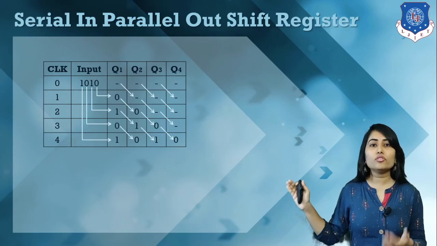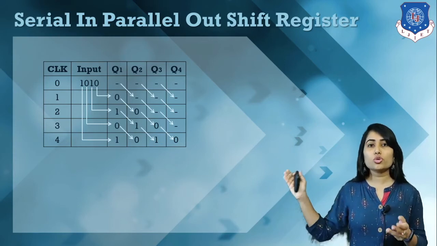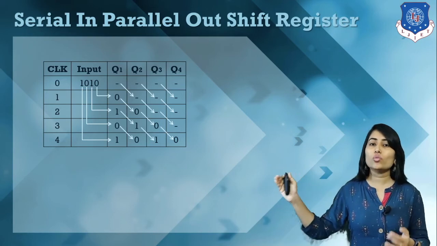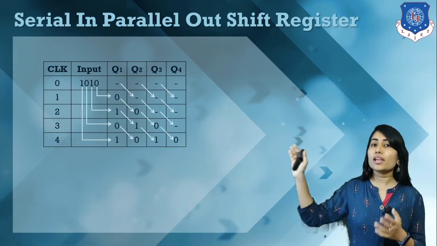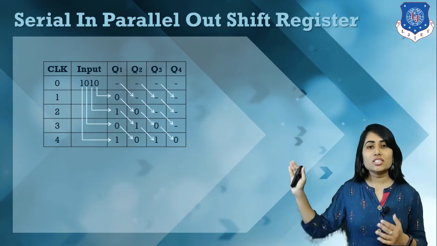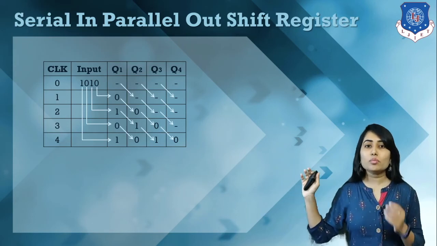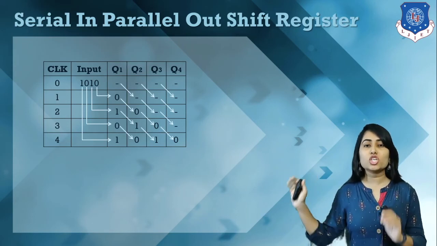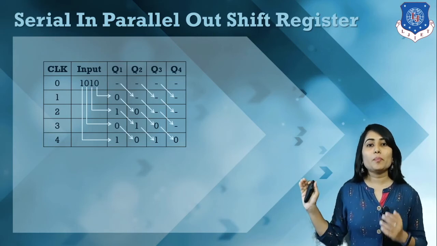Okay, then after the fourth clock pulse this 1 is entered into the first flip-flop, so here we have our data, that is Q1 equals 1, Q2 equals 0, Q3 equals 1 and Q4 equals 0. So this is how our data can enter one bit at a time, but for each and every stage we have an output bit. That's why this is known as parallel out.